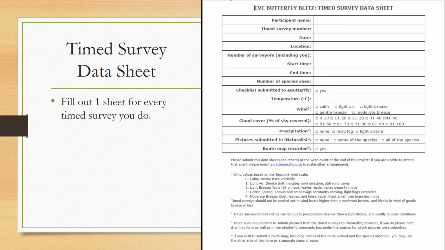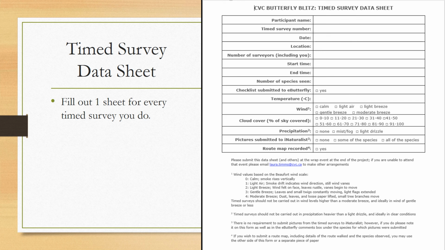The number of people coming out with you, the number of surveyors, that's including you. So it could be 1, it could be 5, however many people decide to come out with you at the time. Recording your start time and end time is very important for a time survey, as you might imagine, and the number of your species seen at the end, as well as whether your checklist was submitted to eButterfly. And the answer, of course, to that should always be yes, because that's something we're asking you to do for this project. The temperature, as close to accurate as you can possibly get is great.